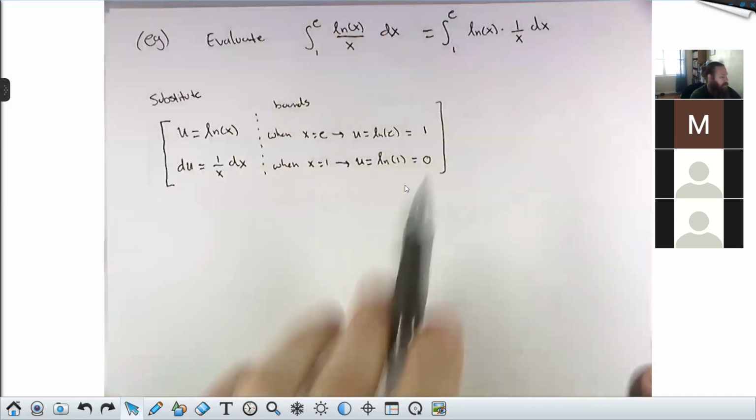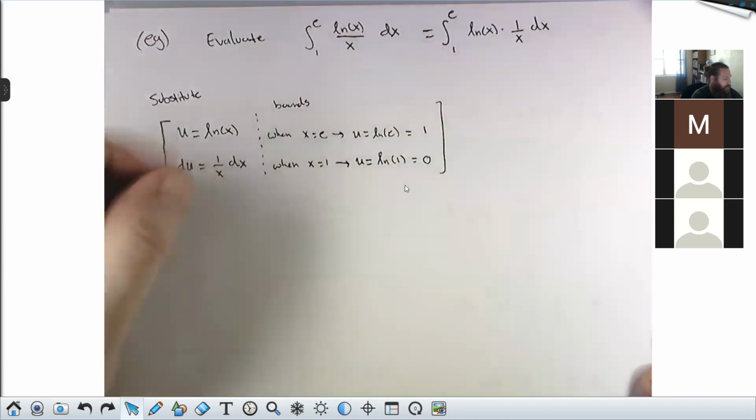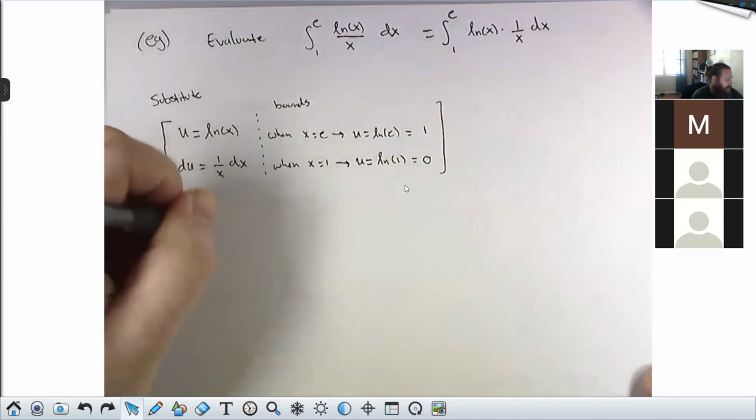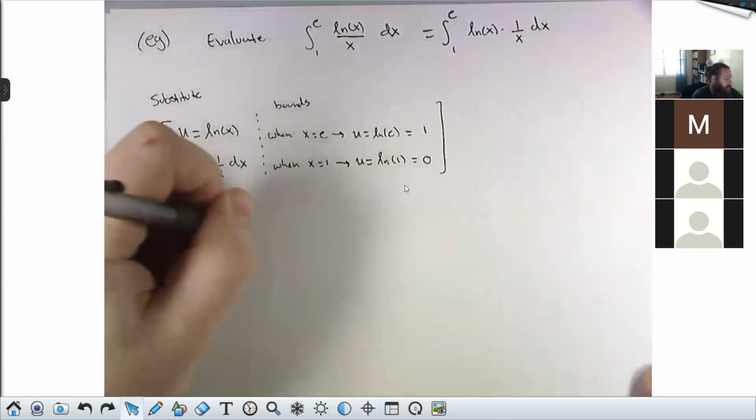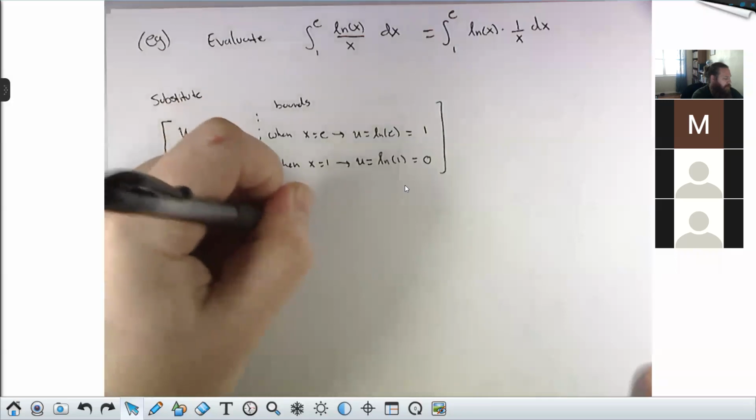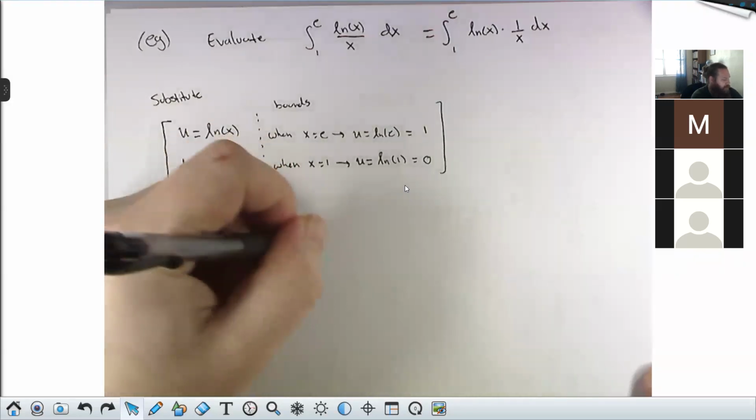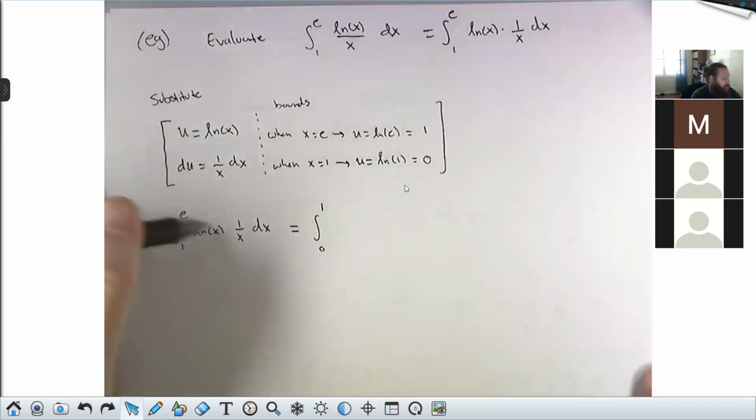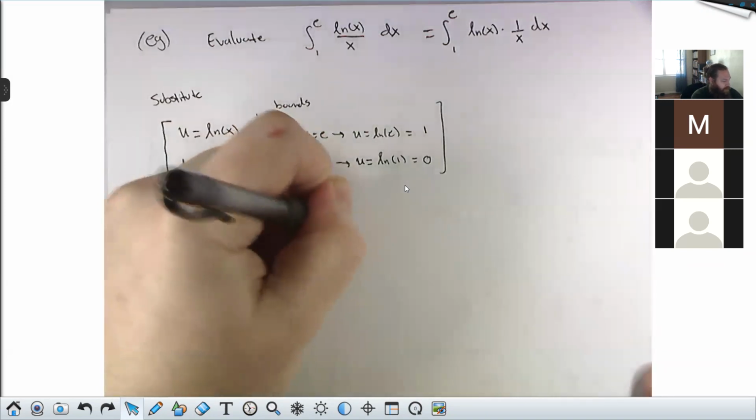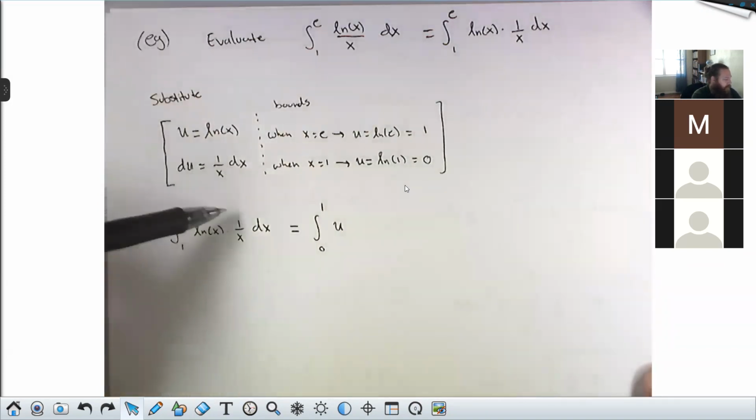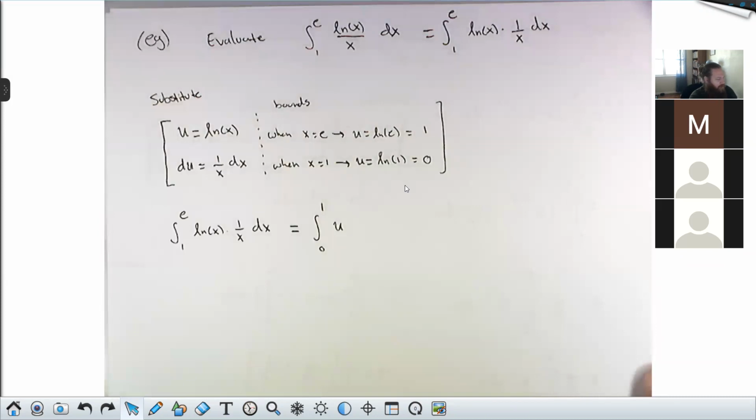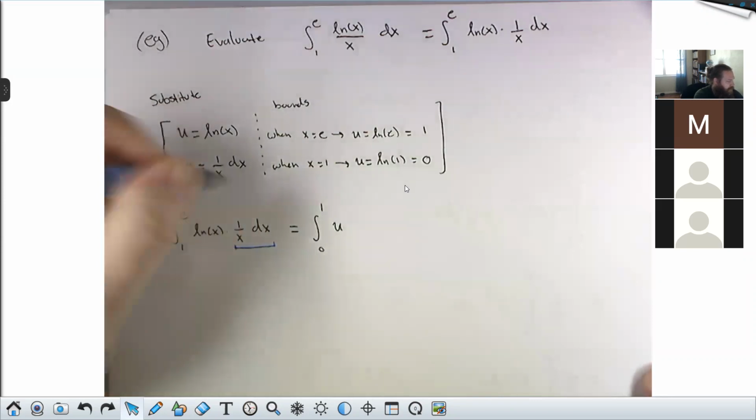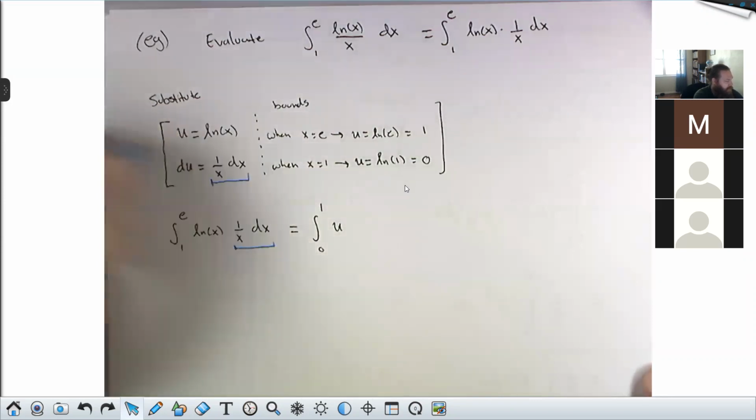So my new integral is going to run from 0 to 1. So I'll say, okay, integral 1 to e ln of x times 1 over x dx, just rewriting the problem, is equal to integral 0 to 1. The ln of x is just u. And look at this. 1 over x dx is exactly du.